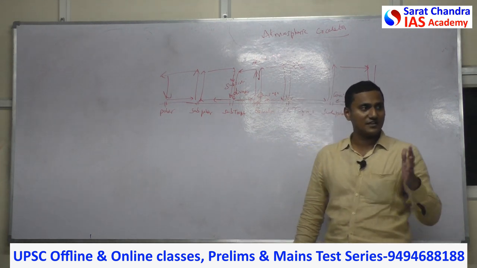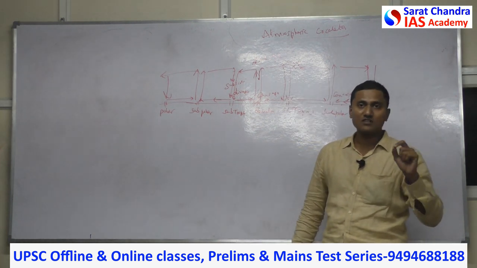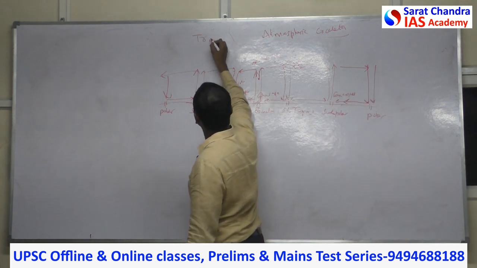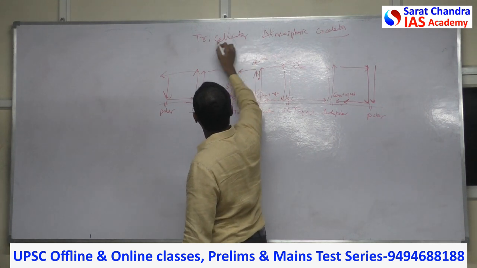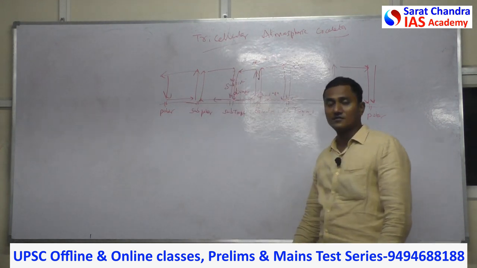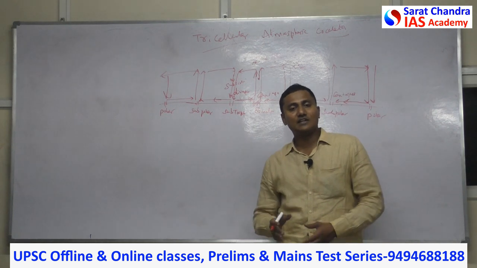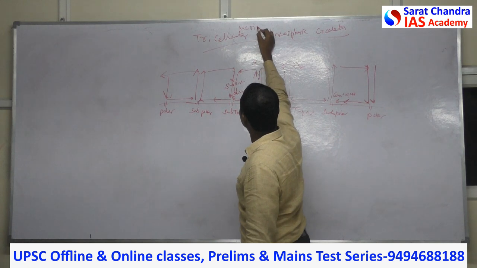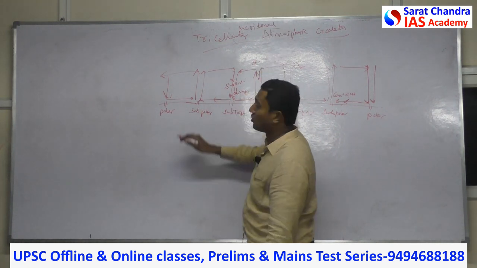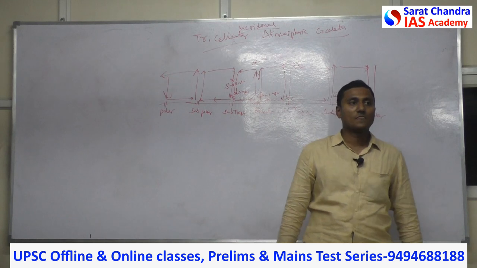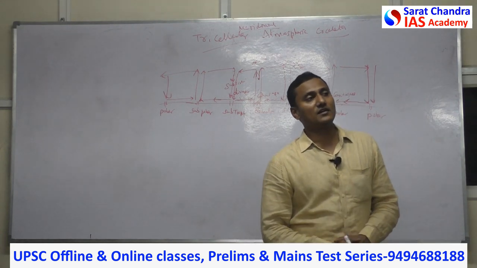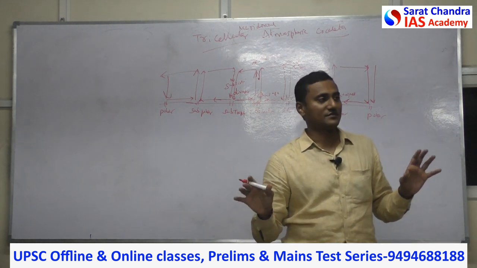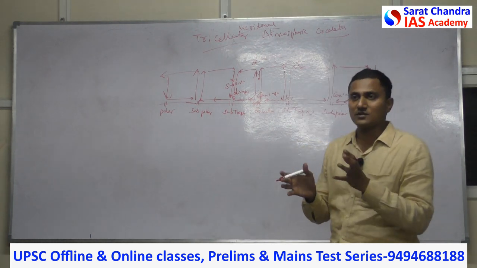How many cells are there on each side? Three cells. That's why this concept is called tricellular atmospheric circulation. And it is along the longitudes, so we call it tricellular meridional circulation. Tricellular meridional atmospheric circulation, or simply atmospheric circulation, or simply tricellular circulation, whatever. So this is one concept, you should understand this concept.